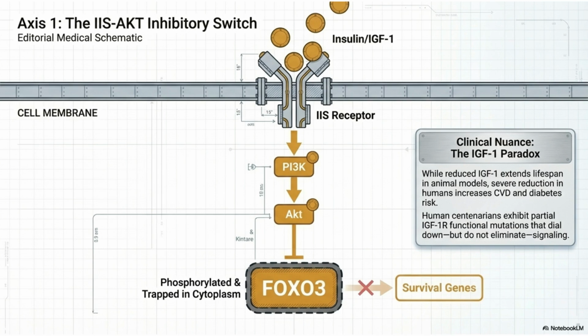Axis 1 is the IIS-AKT inhibitory switch. When insulin/IGF-1 binds to its receptor, it activates the PI3K-AKT cascade, which phosphorylates and traps FOXO3 in the cytoplasm, inhibiting survival genes. Reduced IGF-1 is associated with extended lifespan in some models, but severe reduction in humans can be detrimental.